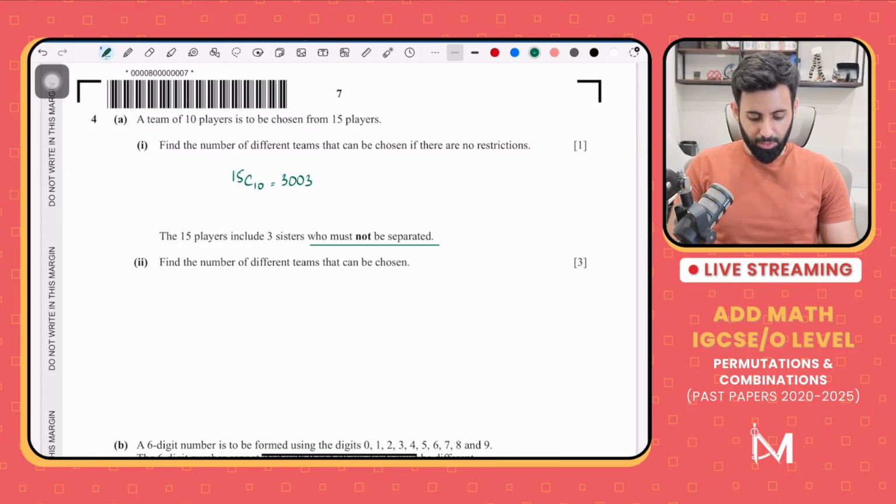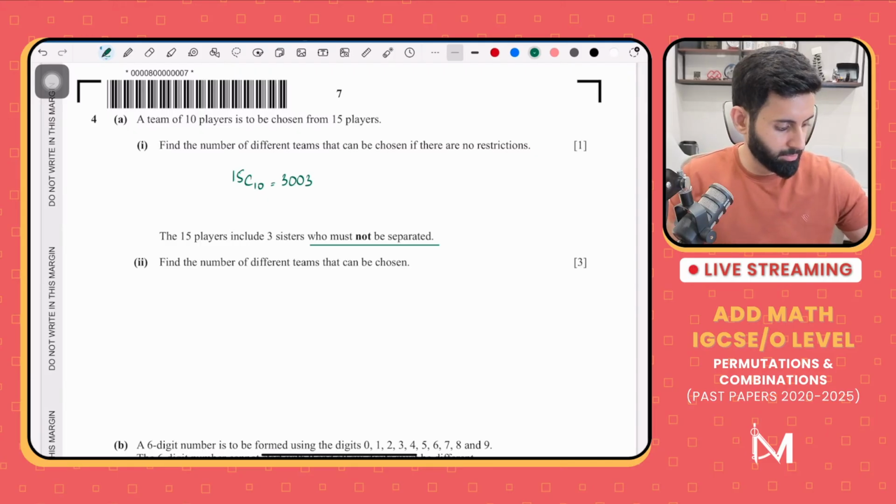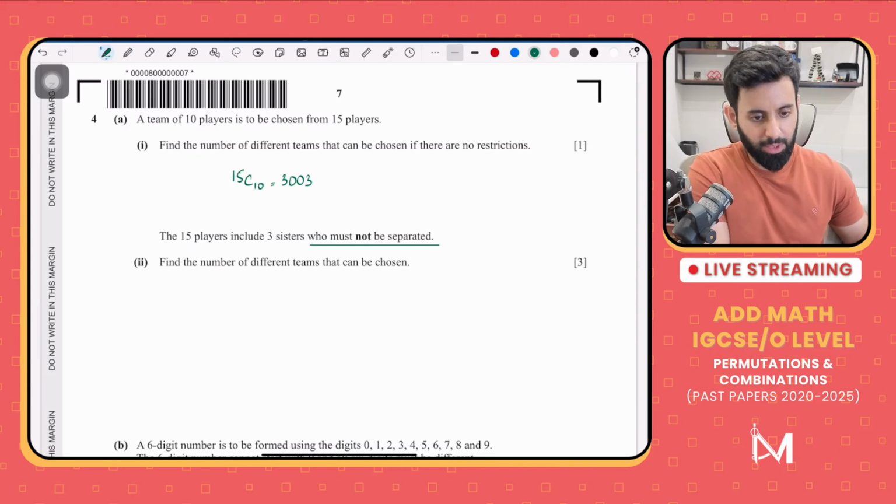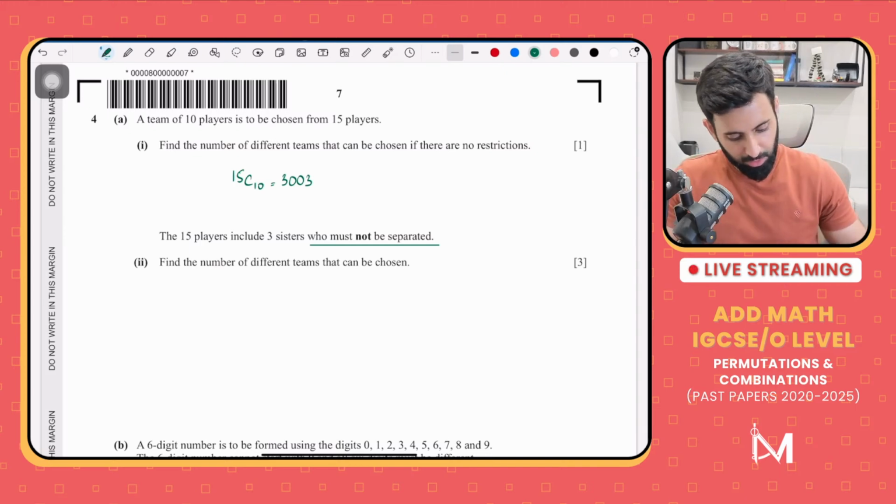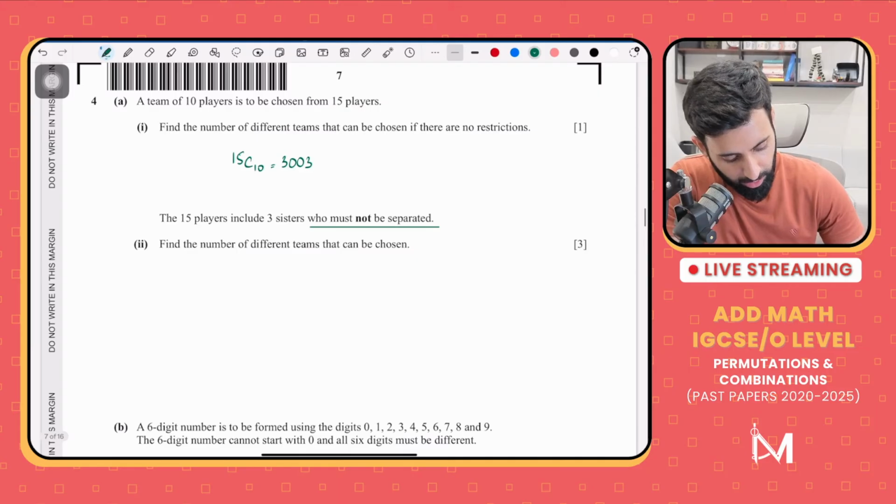So the only way that you can make sure that they're not separated is by either if you include all 3 of them, or you include neither of them. Simple as that. Okay, that's the way that you can make sure that the 3 sisters are not separated. Okay. All right. So let's consider scenario 1, where all 3 are selected.